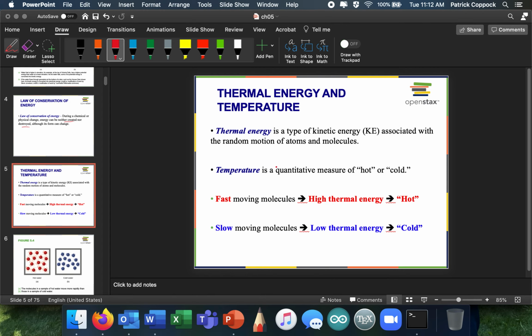So let's talk about some more terms. Now, thermal energy is a type of kinetic energy, and it's associated with the movement of atoms or molecules or small particles, okay? So that's what thermal energy is. Temperature is a quantitative measure of hot or cold. So if you have really fast-moving molecules, you might say that material is hot. If you have slow-moving molecules, you might say that material is cold. All right, and that we say hot or cold, we think of in terms of temperature, but it turns out a high temperature means a high thermal energy, and low temperature means a low thermal energy.